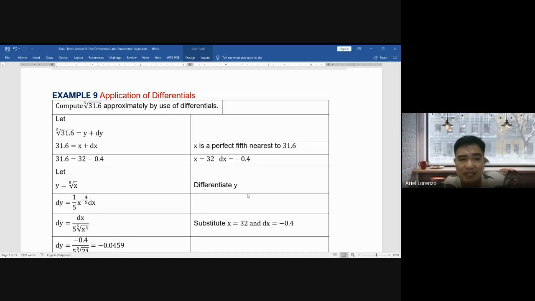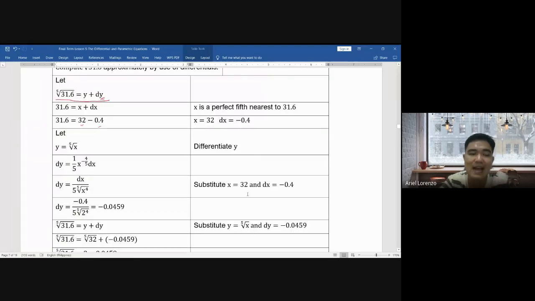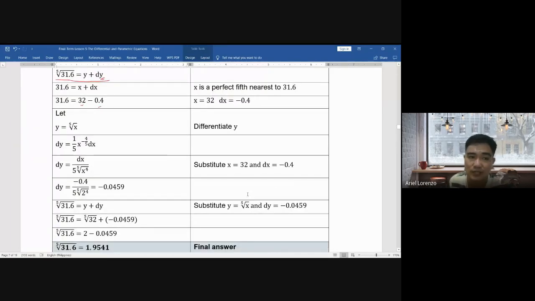Ngayon, so ano ang magiging dx ko? Kung x ko ay 32, ang given 31.6, edi magiging negative 0.4 kasi I need to subtract 0.4 para maging 31.6 pa rin siya. Nakuha nyo? So from there, ang x ko ay 32, ang dx ko ay negative 0.4. Okay? So hanapin natin si dy, hanapin natin ang value ni dy para ma-solve natin to. Nakuha? Okay, una, ang ilet natin, yung kanina square lang, so square root. Ito, fifth root of x naman.